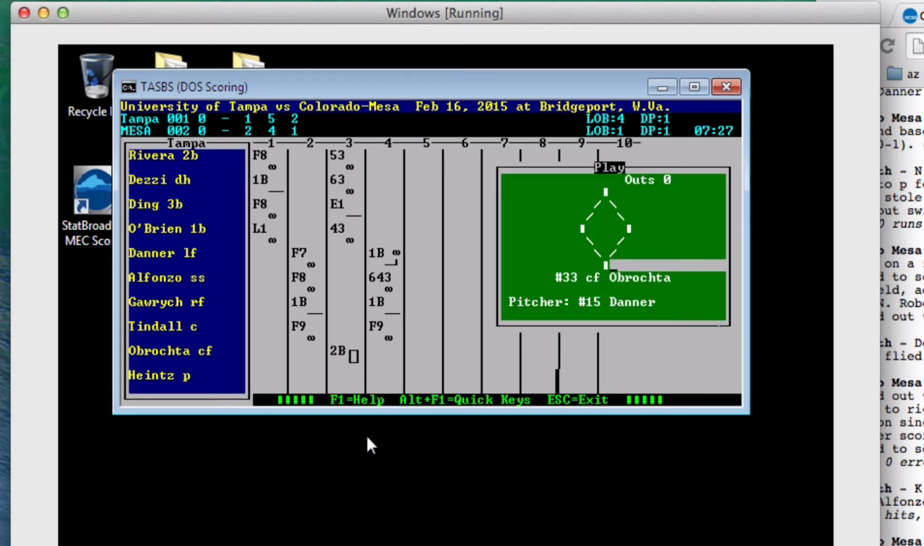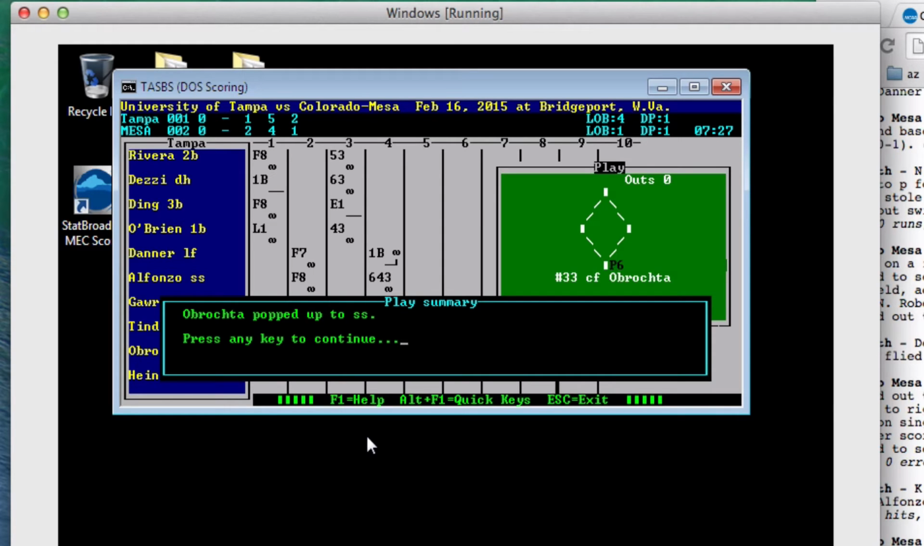Of course, you could put L7 or F7 for a fly ball, but what about a weak fly ball that's a pop out? You can put P6, and you can say popped up to the shortstop.